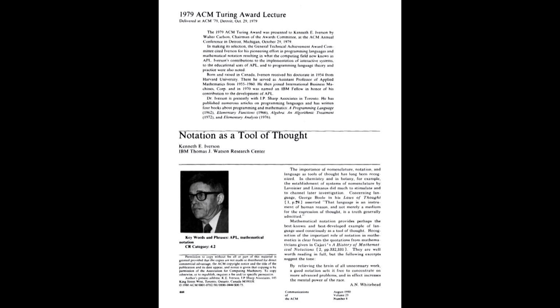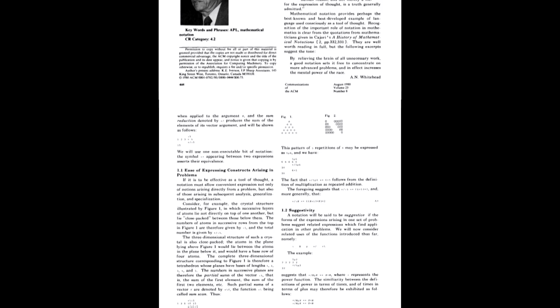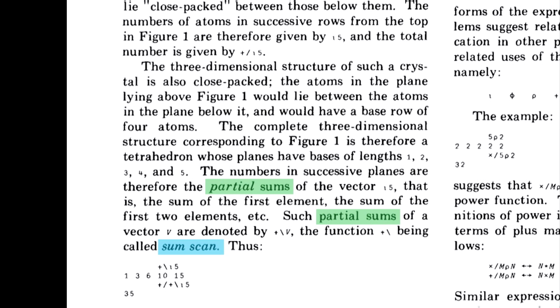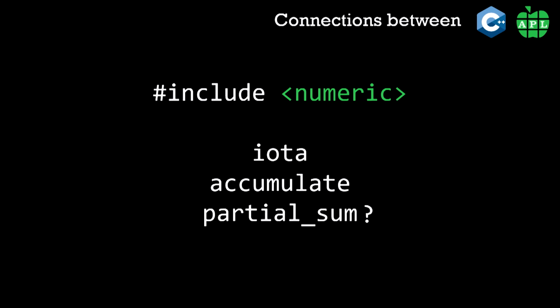If you go to page 3 of this paper, and you zoom in, where he starts to talk about scans, look how he refers to them as partial sums. Now, I'm not saying definitively partial sum is from APL, but that's a very famous paper, and this is where he's introducing scans, and he refers to them twice as partial sums. So I would say, based on this, that partial sum is from APL. What's another algorithm that, of the two remaining from C++11 in the numeric header? Anyone know? Adjacent difference. That's the fifth one we'll look at.